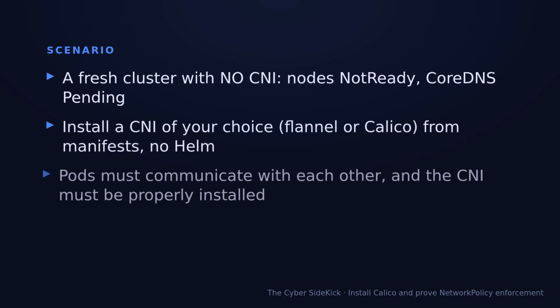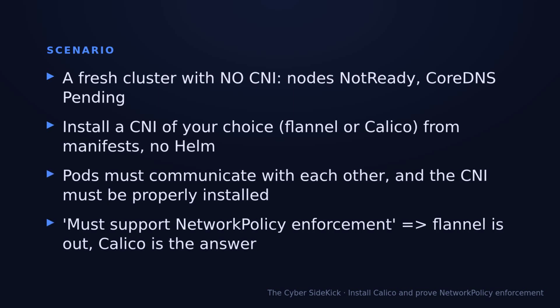Here's the setup. A fresh cluster has no CNI, so its nodes are not ready, and CoreDNS is pending. The question offers Flannel or Calico, says install from manifest files, do not use Helm, and lists 3 requirements. The CNI is properly installed and configured. Pods can communicate with each other, and it supports network policy enforcement. That last requirement is the trap.